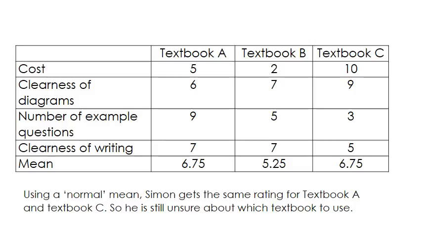If he works out the normal mean of those items, then textbook A comes out at 6.75, textbook B comes out at 5.25, and textbook C comes out at 6.75. Now you'll notice I've gone against what I said before here, because actually they should be recorded to the same number of significant figures or decimal places as the original, so it should really be 7, 5 and 7. So going on this crude analysis, Simon would think that either A or C were the ones that he should buy.